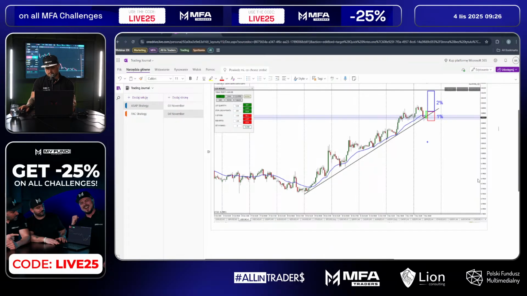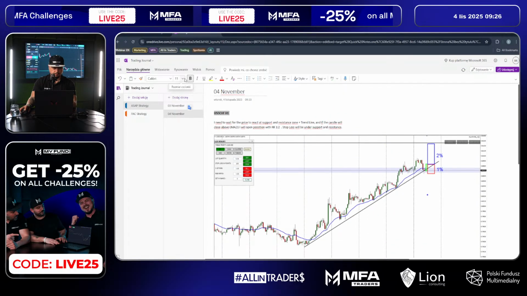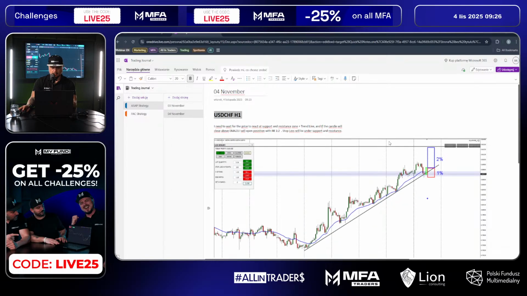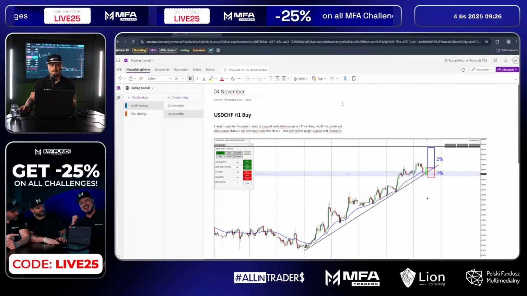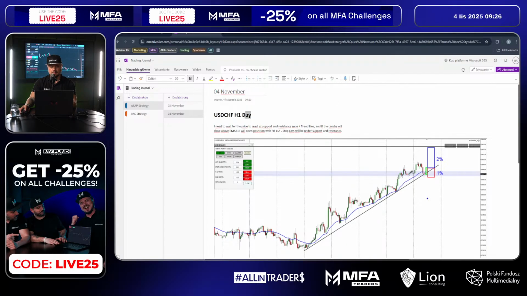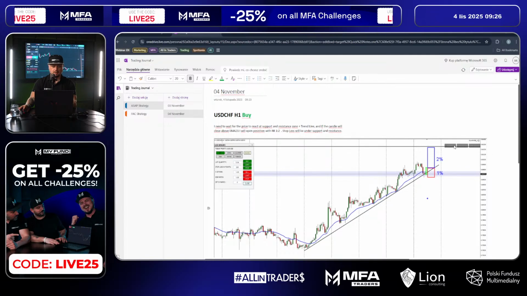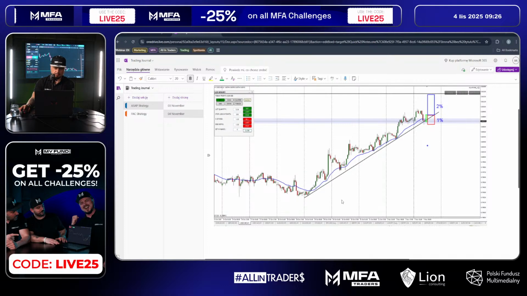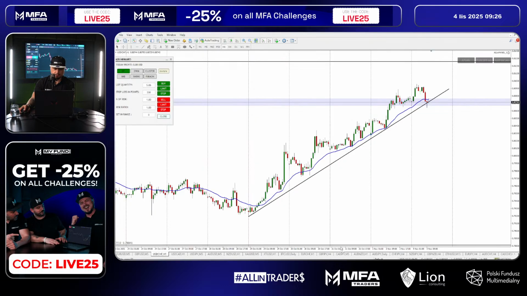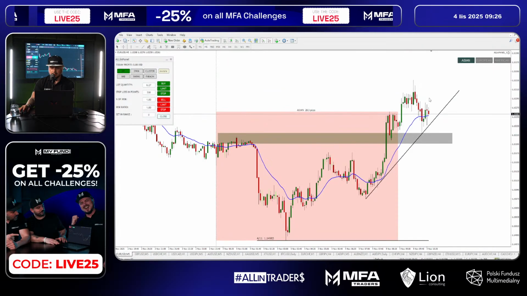So we got the plan over here. Look, USD CHF 1 hour time frame. Buy. Okay, let me just change color. Okay, so we are waiting for the candle to close above the exponential moving average. Let's have a look now. They stopped for a minute.